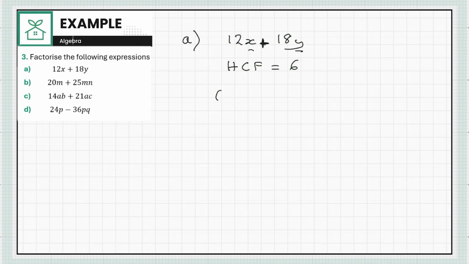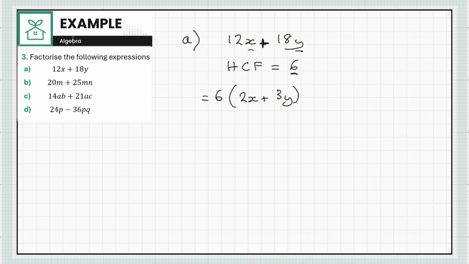Now, we're going to take the 6 out the front, and then we're going to put a bracket, and then we're going to divide each term by the highest common factor. So 12x divided by 6 is going to be 2x, and 18y divided by 6 is going to be 3y. Now we can say that these two expressions, 12x plus 18y and 6 times the bracket, are equal.